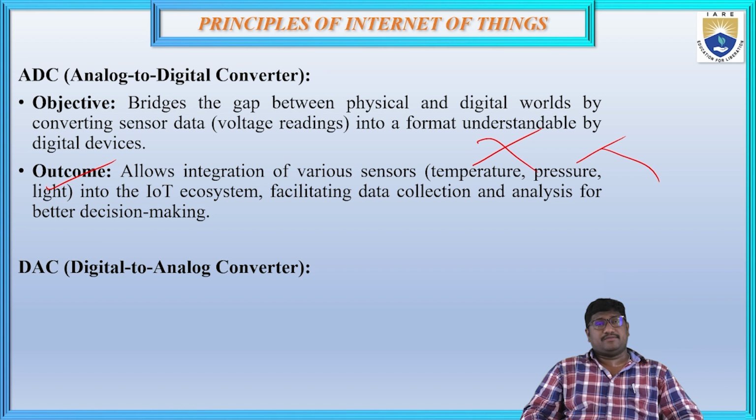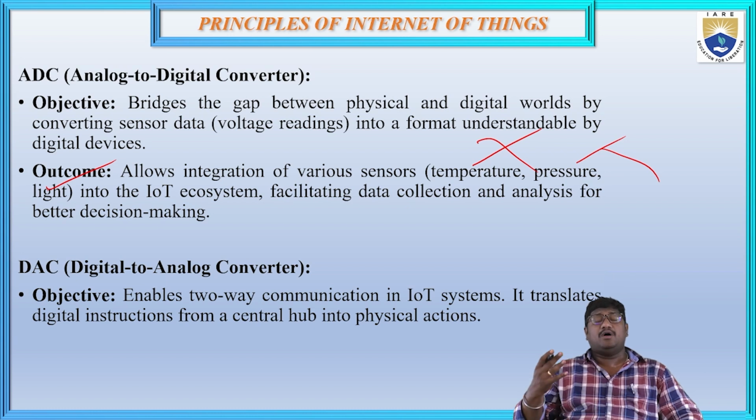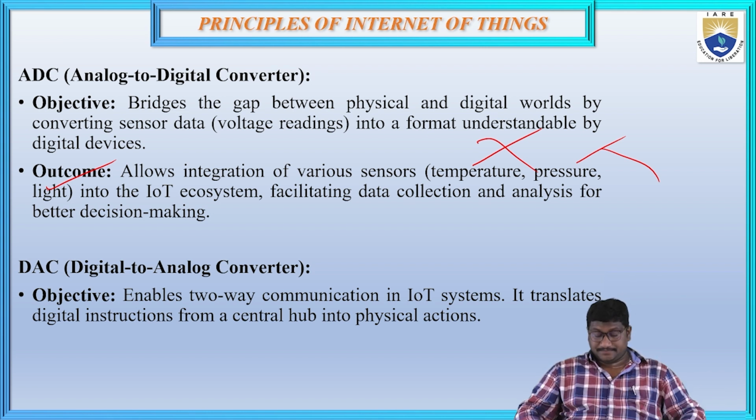And coming to the next factor, which is DAC. As I told you, DAC stands for digital to analog converter. Here, the main objective of DAC was to enable two-way communication in IoT systems. Basically, in IoT systems there will be one-way communication. Either we can contact a particular object, or it can contact another object. But in DAC, things happen in a two-way communication system. Here we are going to translate the digital instructions from a central hub into physical actions.